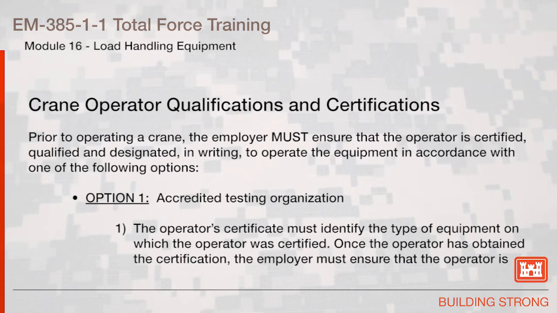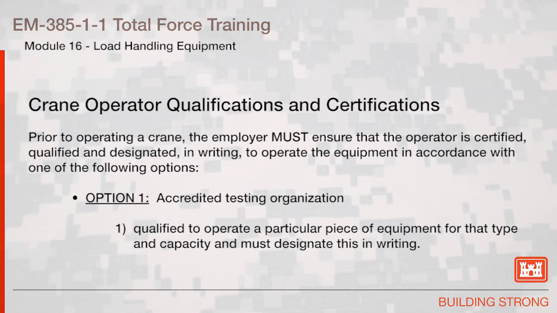Prior to operating a crane, the employer must ensure the operator is certified, qualified, and designated in writing to operate the equipment in accordance with one of the following options. Option 1, accredited testing organization. The operator's certificate must identify the type of equipment on which the operator was certified. Once the operator has obtained the certification, the employer must ensure that the operator is qualified to operate a particular piece of equipment for that type and capacity and must designate this in writing.